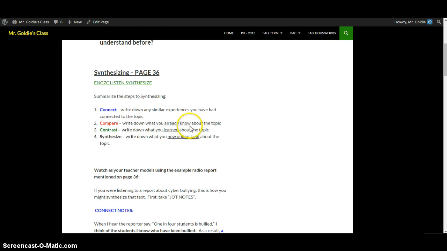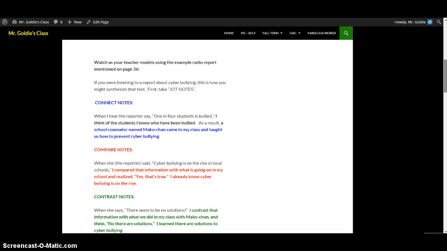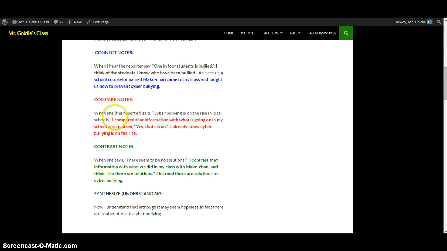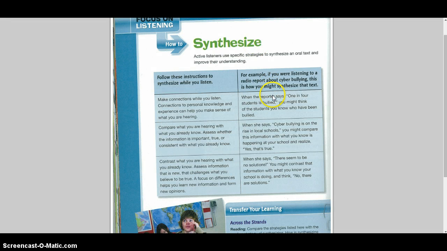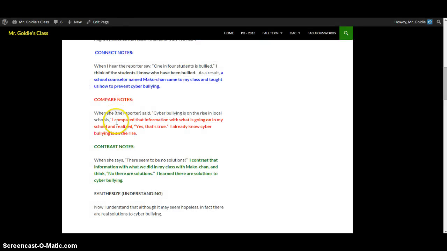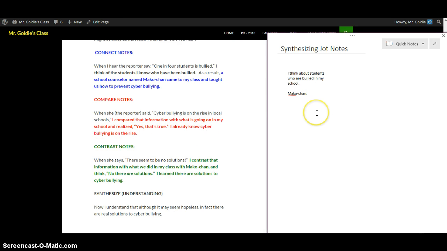Next, you're going to write down what you already know about the topic. So, for example, when she, the reporter, said cyberbullying is on the rise in local schools. Remember, she said that right here. Cyberbullying is on the rise in local schools. As I listened to her say that, I compared that information with what is going on in my school and realized, yes, that's true. I already know cyberbullying is on the rise. So in my jot notes, in my compare notes, I would say, yeah, that's true.